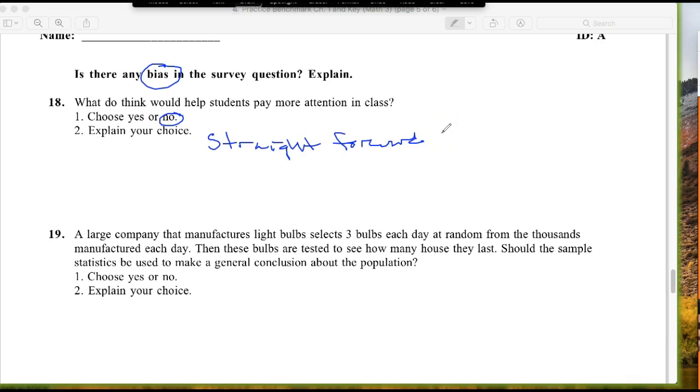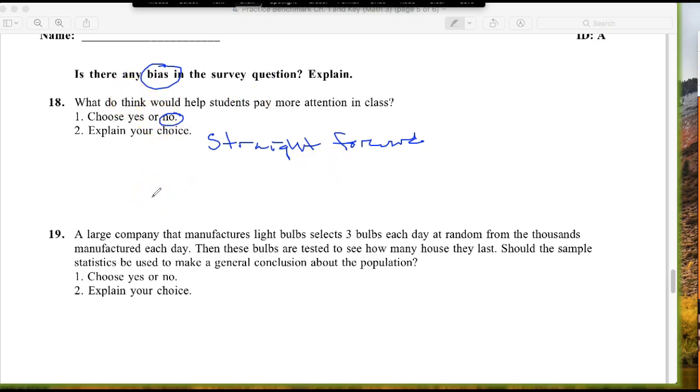There wasn't a leading question. For example, if it said something like, what do you think would help naughty students that can't sit still pay more attention in class? So that's inferring that students that don't pay attention are naughty. Or some kind of leading question that implies some kind of bias towards somebody that you like or don't like, or something you prefer or don't prefer. So that would be a biased survey question, where you would get a certain response because you put certain words in there. This is a pretty straightforward question. All right, so do you think there's any bias? I'm going to say no, it's pretty straightforward.